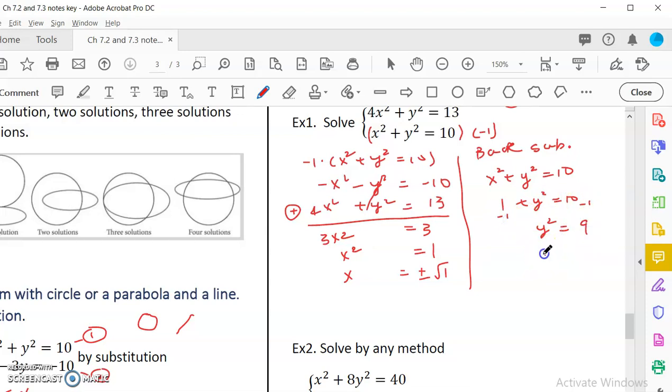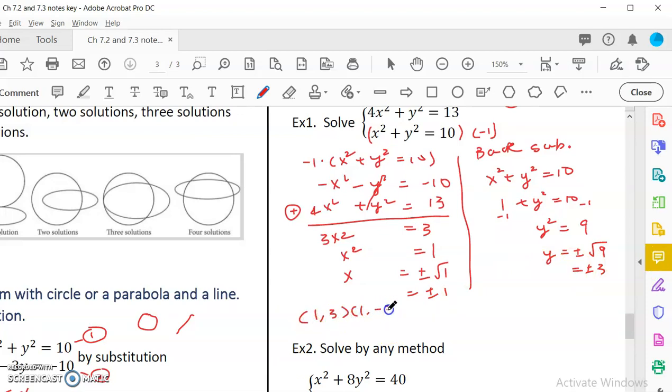And I do the square root again. Y is plus and minus square root of 9, which is plus and minus 3. So it seems like I have two solutions, right? So this is actually plus and minus 1. 1 and 3. And negative 1, negative 3. But actually not.